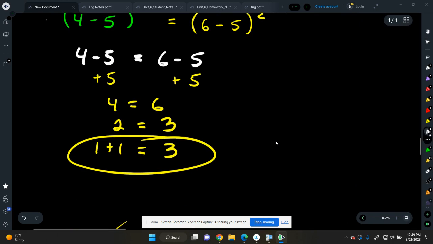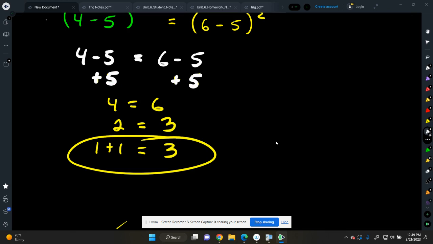Okay, 4 minus 5 equals 6 minus 5. So now I'm going to add 5 to both sides. And when we're dealing with equations, we have to keep it balanced. So whatever we do on one side, we do on the other side. As long as you do the same thing on both sides, that's okay. So that means that I have 4 equals 6. Now if I divide both sides by 2, I get 2 equals 3.